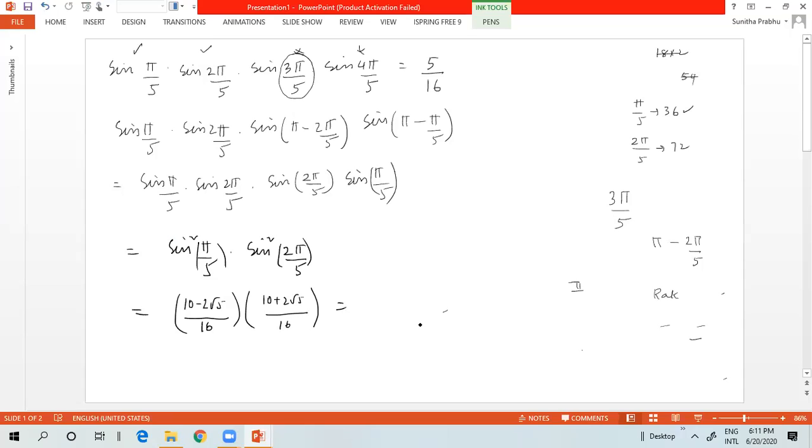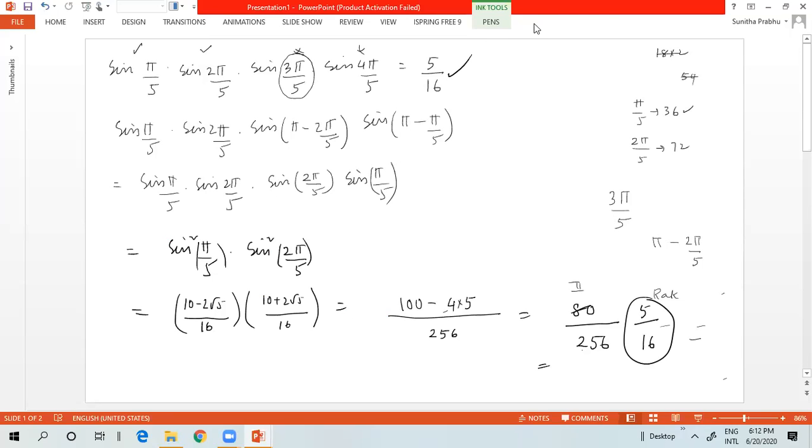Now 16 into 16 is 256. And this is a plus b into a minus b, so I get 100 minus 4 into 5. This is 80. 80 by 256. So what will go? 16 goes, right? 16 5s are 80, 16 16s are 256. Yes, sir. That's the answer.